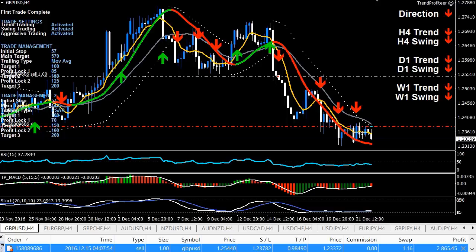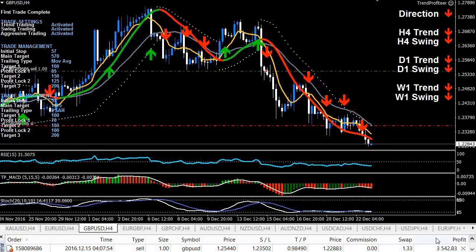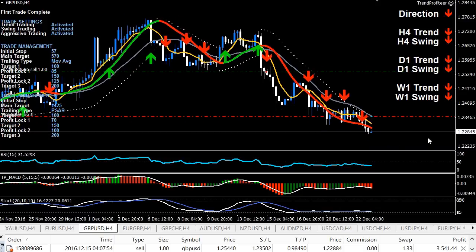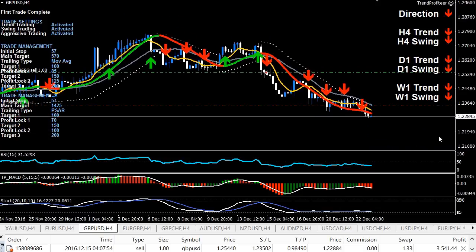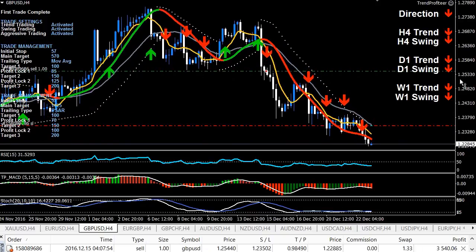I'll be back soon. And there she goes, 3,540 bucks in my open trade, around 2,300 in my closed trade. It was some time ago. This trade's been going for a while. My profits continue to get bigger and bigger as my stops move, trailing the price via the parabolic SAR in this case. You can choose from 5 different trailing methodologies.